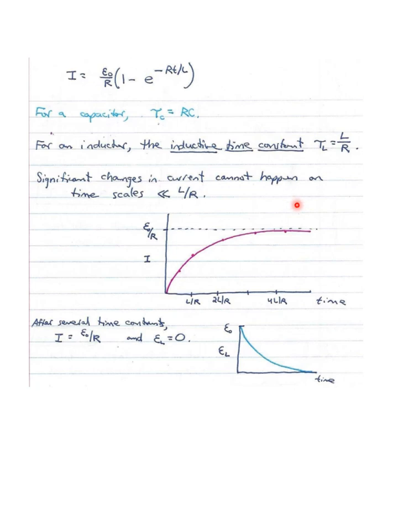Significant changes in current cannot happen on timescales much, much less than L over R. And there you can see that upside down exponential decay that asymptotically approaches voltage over resistance. And after several time constants have gone by, the current just becomes the voltage from the battery divided by resistance. It's now the current has steadied off, and so if current is no longer changing, then you're not going to get a back EMF, so that goes to zero as time increases.